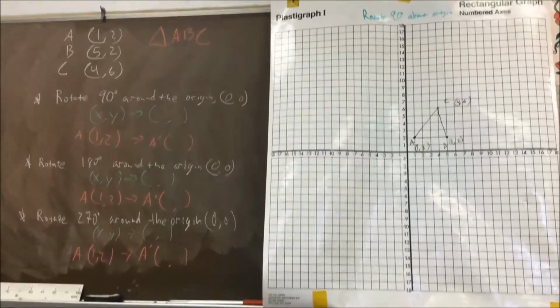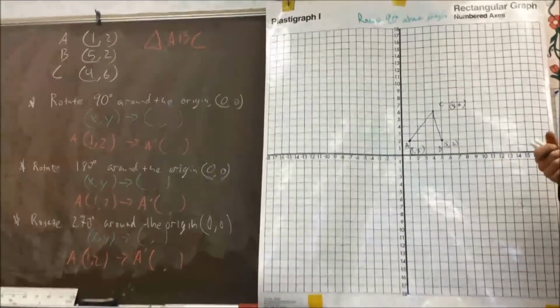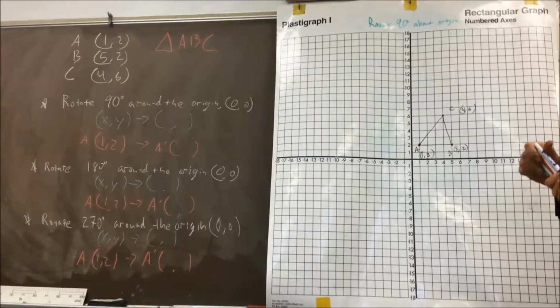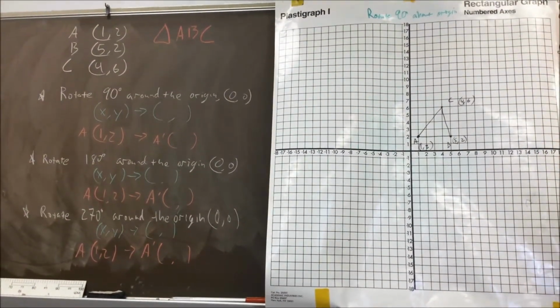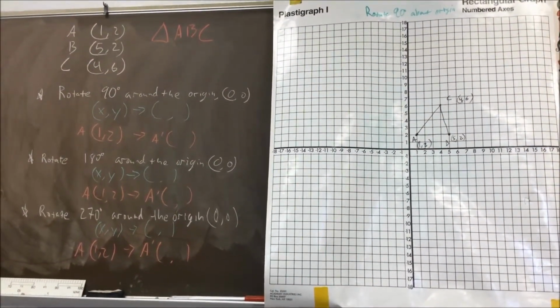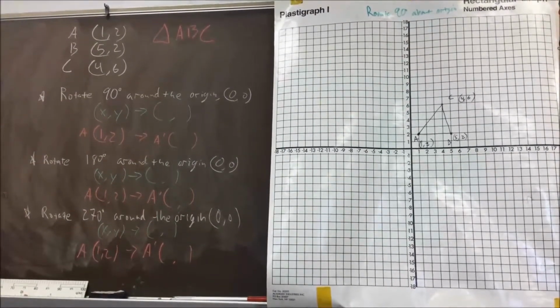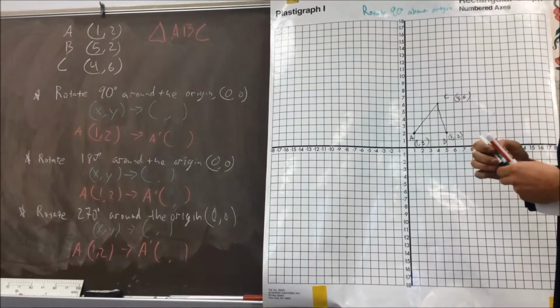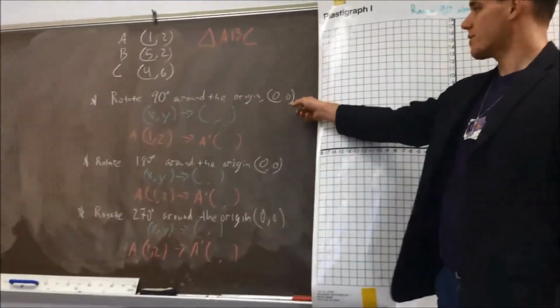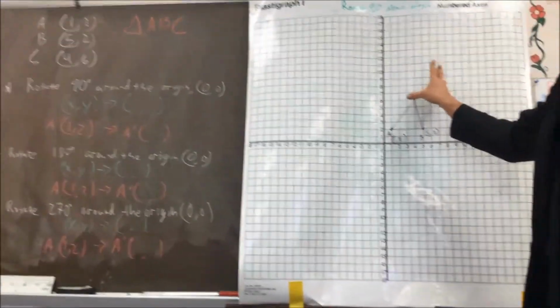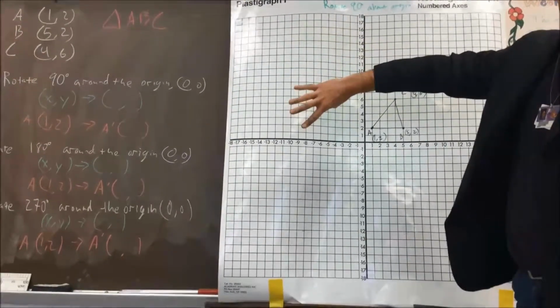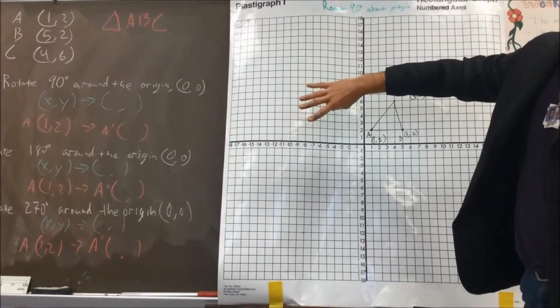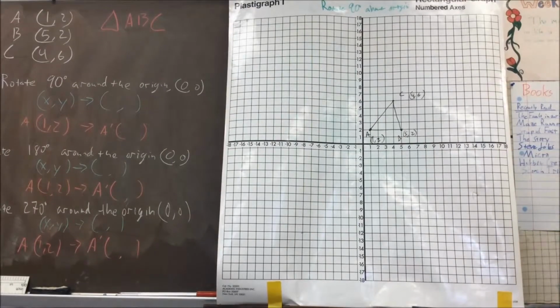Give me just a second to get on your graph. Then we're going to rotate this 90 degrees around the origin. So we always rotate counterclockwise. Always rotate counterclockwise unless told otherwise.